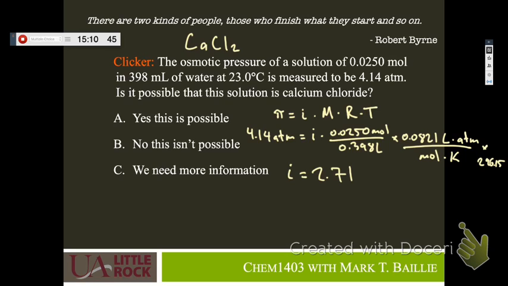If all of the ions didn't dissociate, I suppose it could be true. It could happen. So is this number bigger or smaller than what we expect?